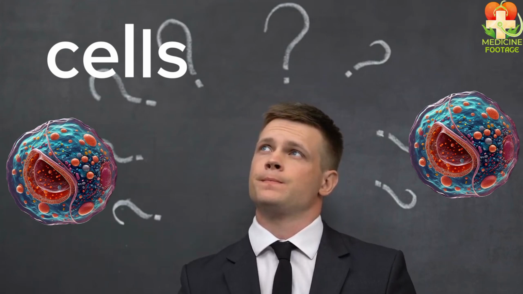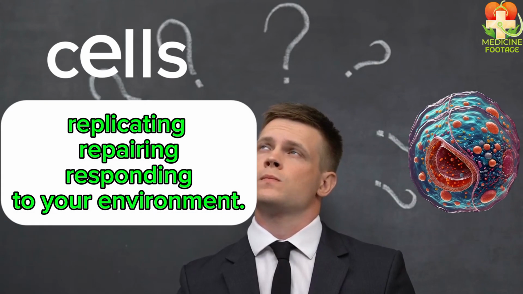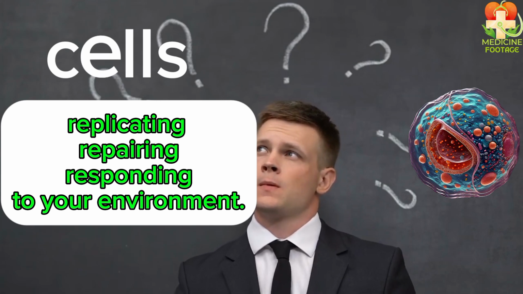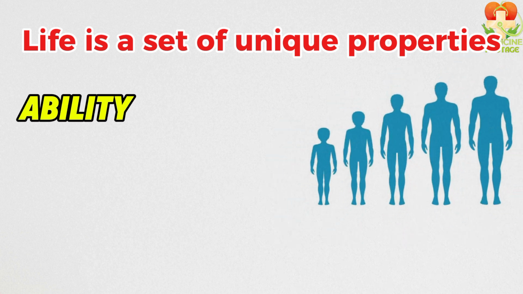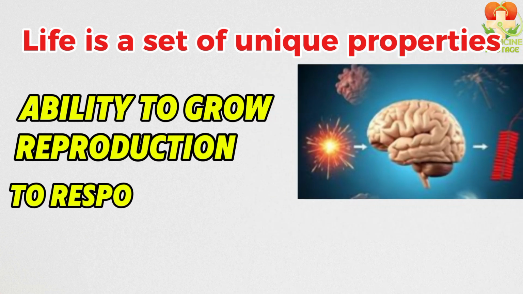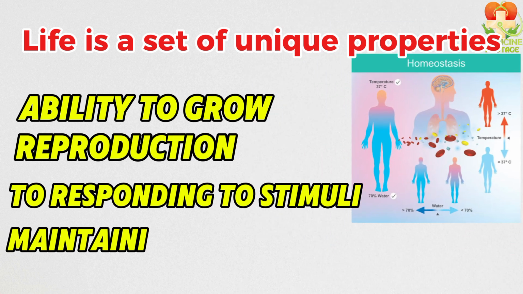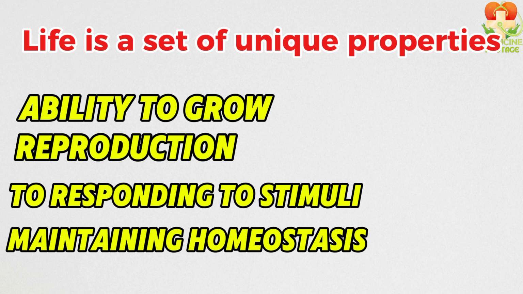Or consider the trillions of cells in your body, each working tirelessly to keep you alive, replicating, repairing, and responding to your environment. These examples highlight something extraordinary. Life is not just about existence, it's about a set of unique properties that define what it means to be alive. From the ability to grow and reproduce to responding to stimuli and maintaining homeostasis, every living organism shares these core characteristics.